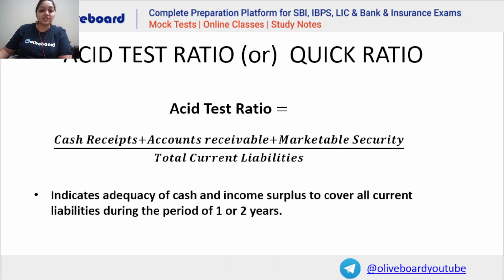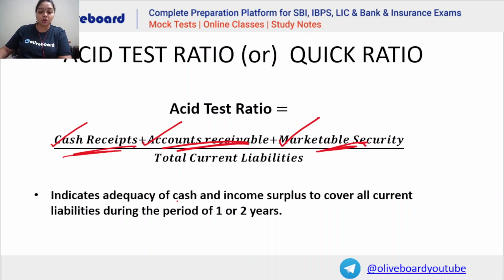Okay. Then what is acid test ratio or quick ratio? So when we say acid test ratio, the formula is cash receipts plus accounts receivable plus marketable security divided by total current liabilities, right? So cash receipts is how much money the company can get. Accounts receivable is how much money other people have told that they will give. Marketable security is all the bonds and equity and the shares that the company has, right?